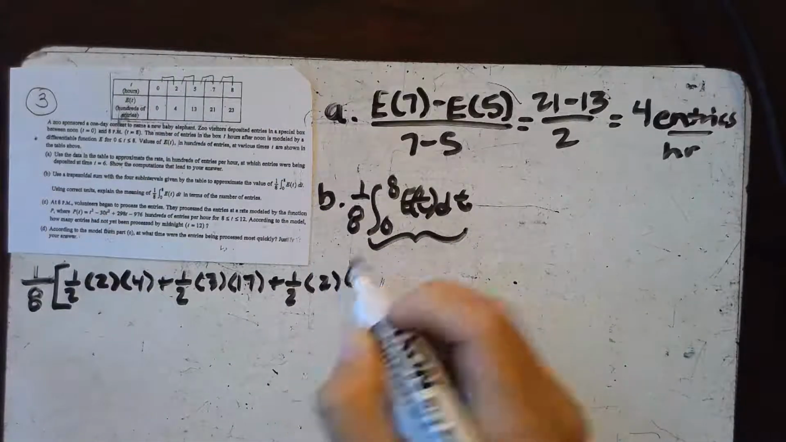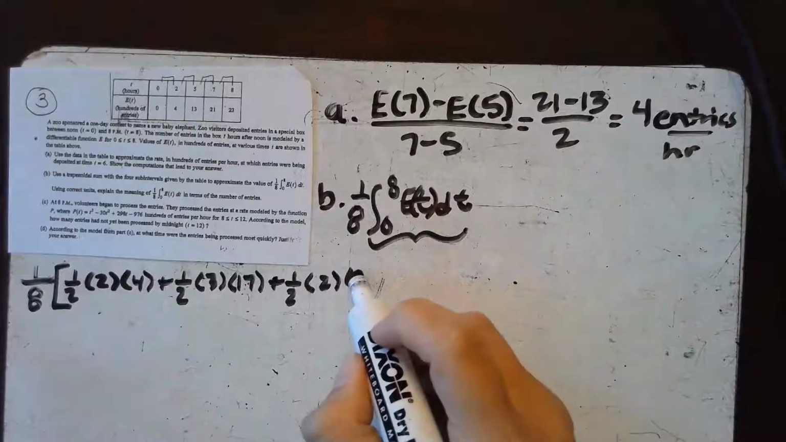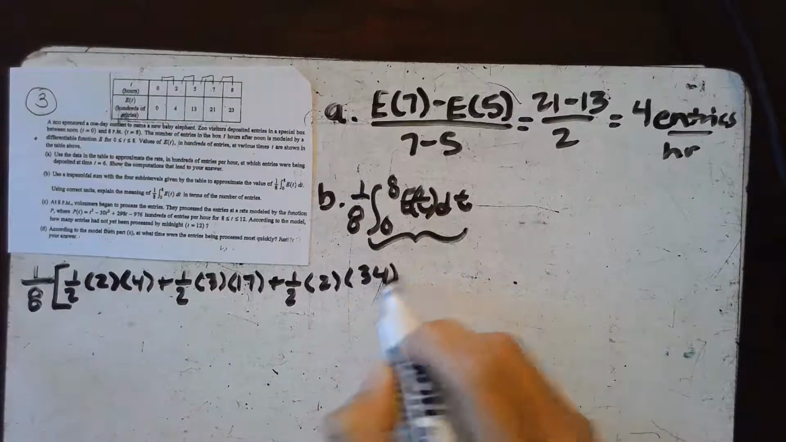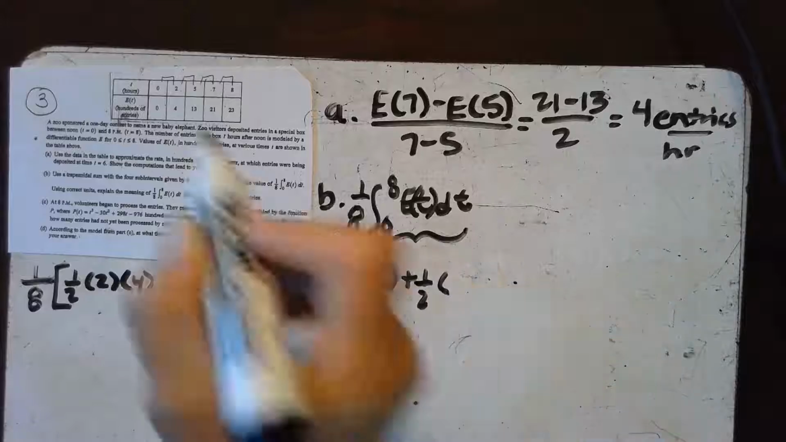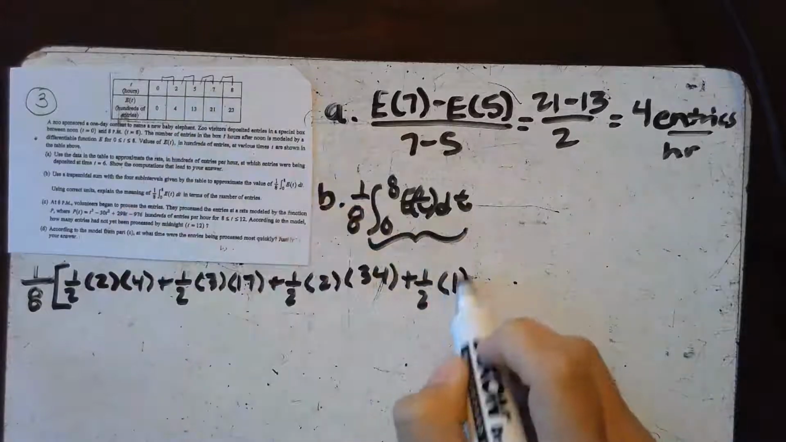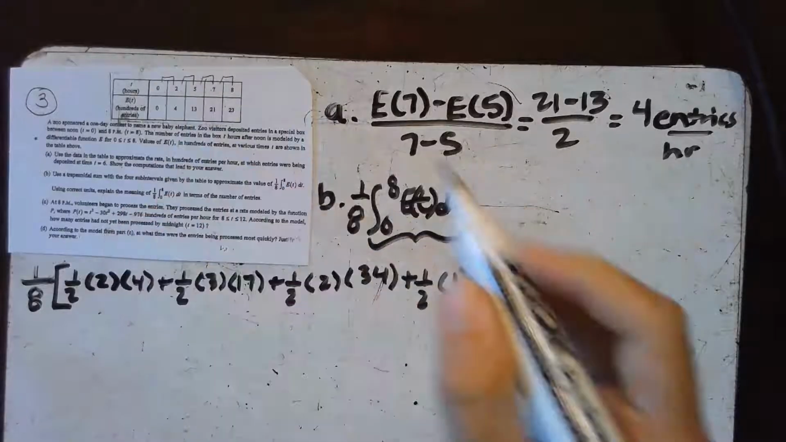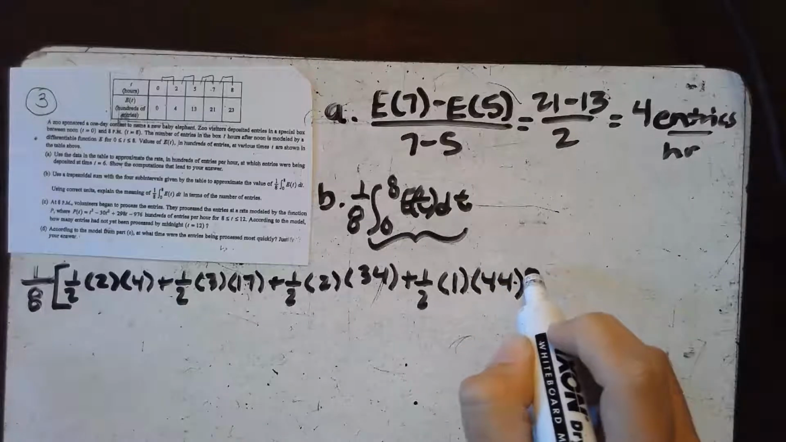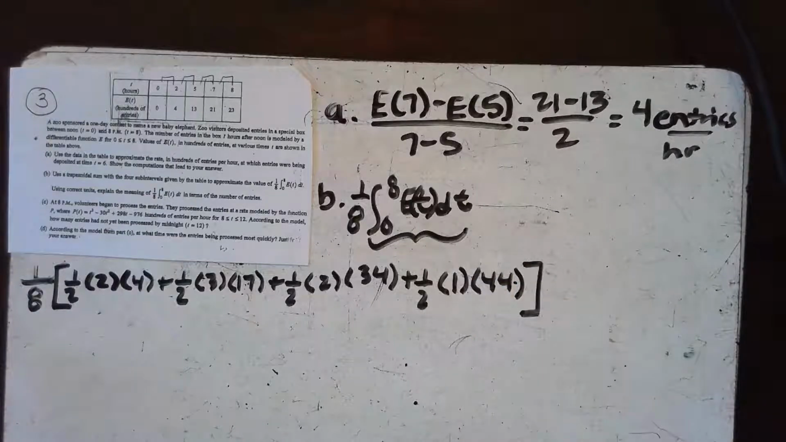All right, and then I do 13 and 21, which makes 34, plus 1/2. The height between 7 and 8 is 1. Okay, and then 21 and 23 make 44. For an AP, it's okay to leave it all like that. It has a final answer. However, we are going to find the final answer for this.